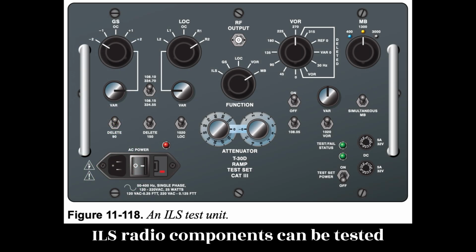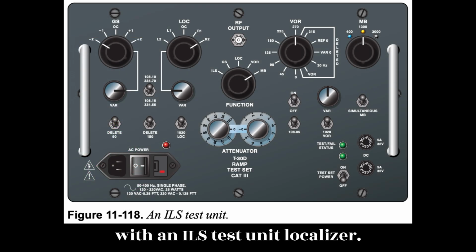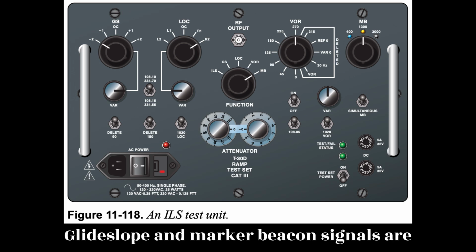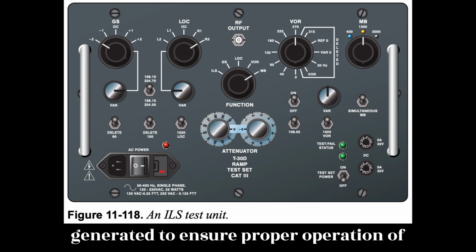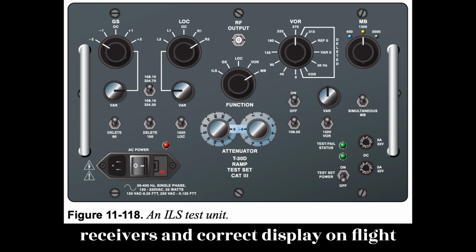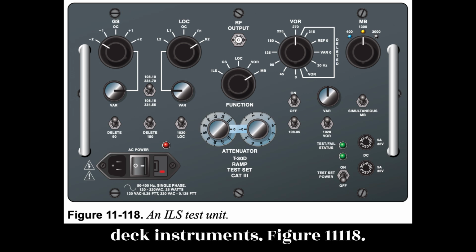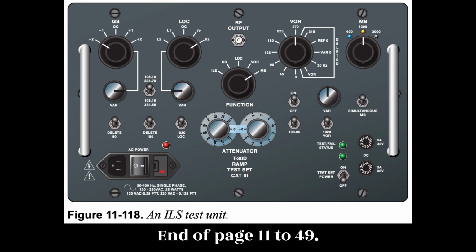ILS radio components can be tested with an ILS test unit. Localizer, glideslope, and marker beacon signals are generated to ensure proper operation of receivers and correct display on flight deck instruments. Figure 11-118. End of page 11-49.